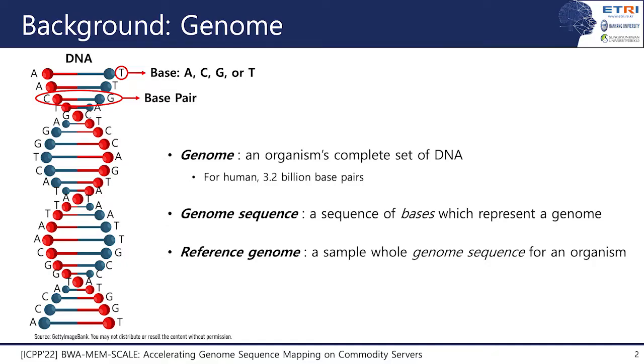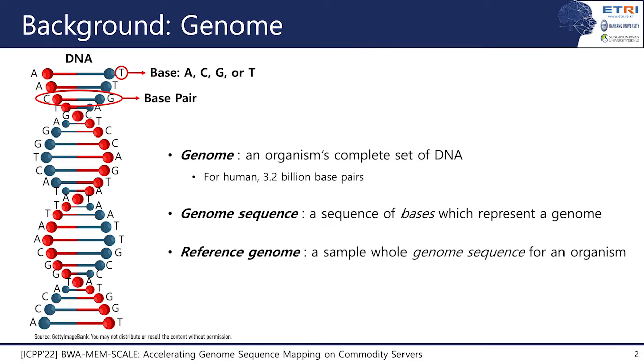Let's start with some background on the genome. Everybody may know about DNA, which stores our biological information. It consists of a pair of strands. The two strands are composed of four types of bases: adenine, cytosine, guanine, or thymine. Since each base is tightly coupled with one of the paired strand, the two tightly coupled bases are called a base pair. Genome is an organism's complete set of DNA.